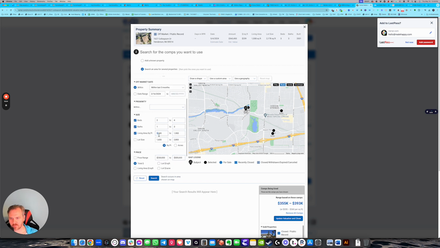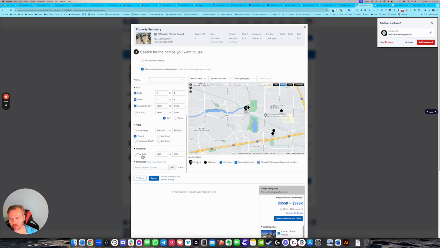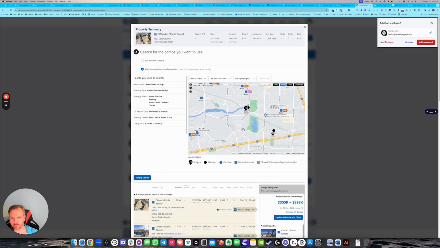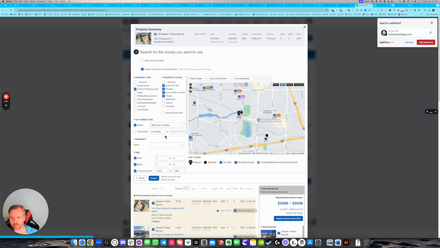Living area. I know this is a 1,500 square foot, so ideally I'd do about, what is it? It's 1,500 minus 200, so that's 1,300. And then 1,500 plus 200 is 1,700. And then years built. So again, 1991 to 2011. I'm going to remove the actives in here.